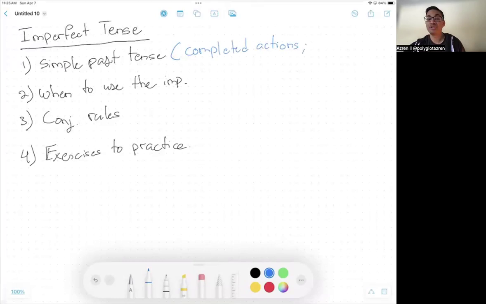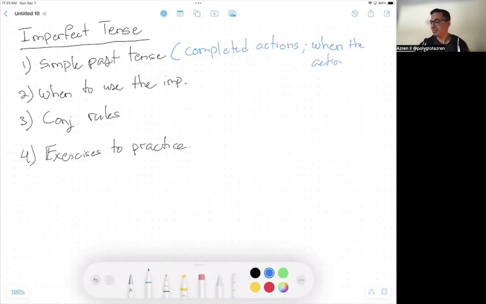Often we'll know when they happened. In the sentence itself, we'll be told, oh, this happened in 2019, or this happened last week. There's a time word that tells us when the completed action happened.